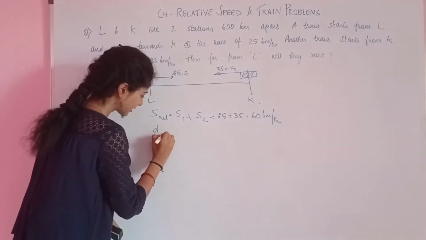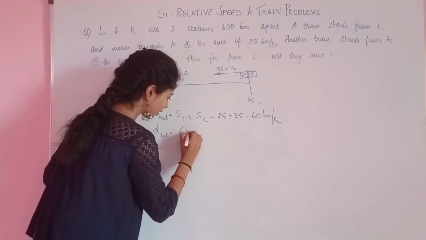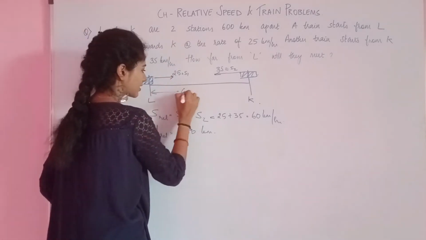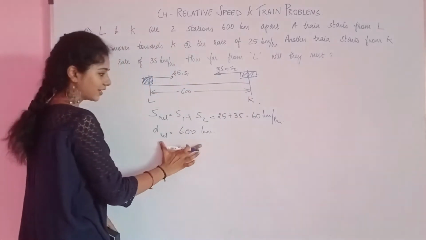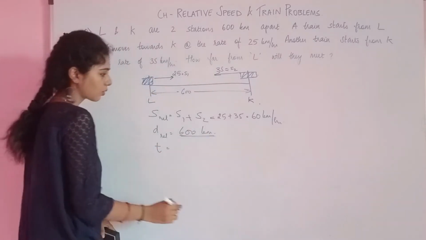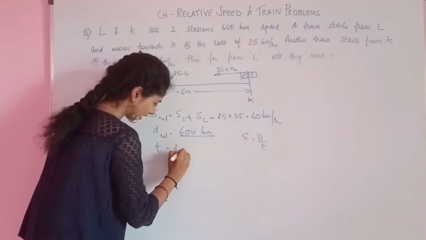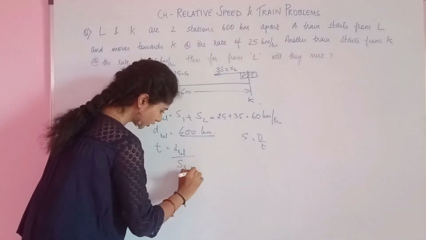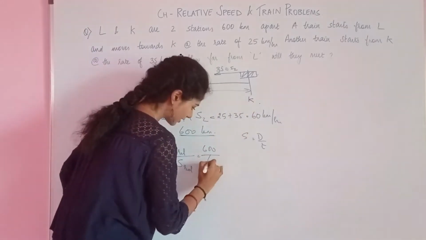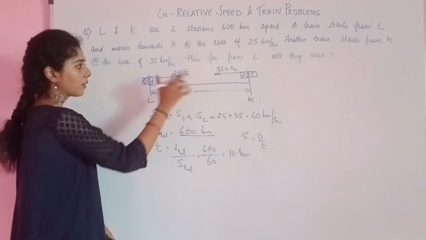What is the relative distance? You don't know the relative distance? Oh, no, you know. It is already given: L and K are 2 stations that are 600 kilometers apart. So the relative distance is 600 kilometers. What is the time it takes to cross? Speed is equal to distance by time, so time is equal to relative distance divided by relative speed. The relative distance is 600, divided by the relative speed, which is 60. So it takes 10 hours for both of these trains to meet each other.